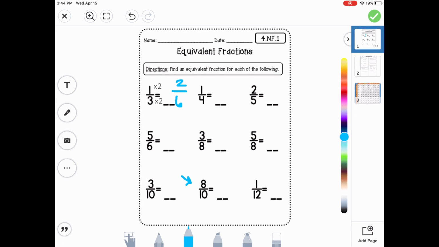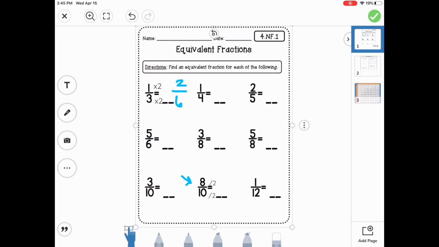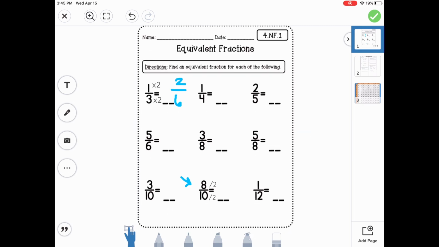On this problem, instead of multiplying to make my equivalent fraction larger, I think instead I'm going to divide to make my equivalent fraction smaller. So here, instead of multiplying, I'm going to be dividing by 2. So 8 divided by 2 equals 4, and 10 divided by 2 equals 5. So the equivalent fraction I found for 8/10 was 4/5.